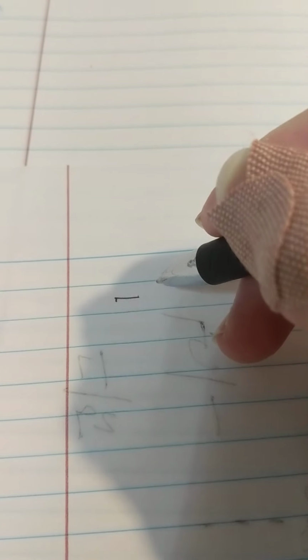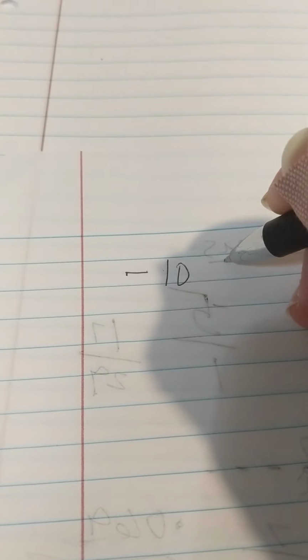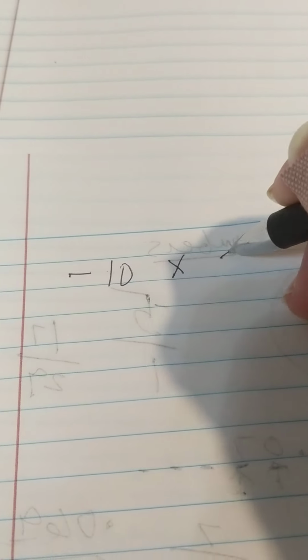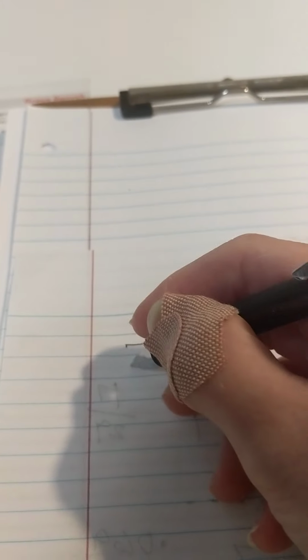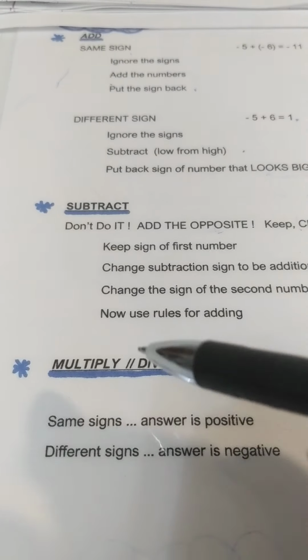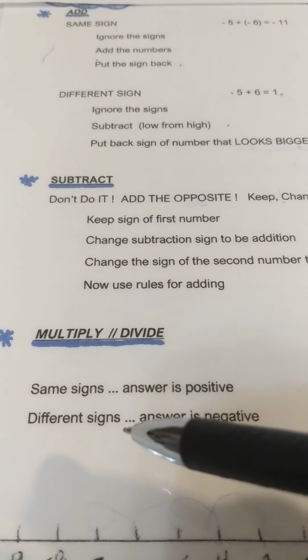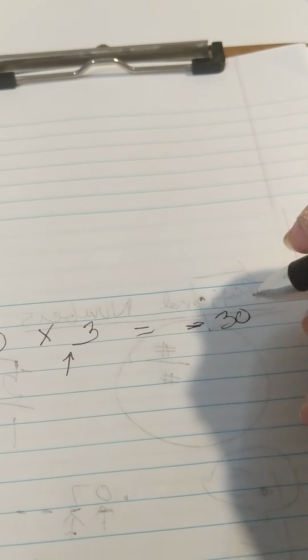So, different signs, -10 times a +3. So 10 times 3 is 30. One negative and one positive are being multiplied. Multiply different signs, which means one negative and one positive. The answer is negative. Okay.